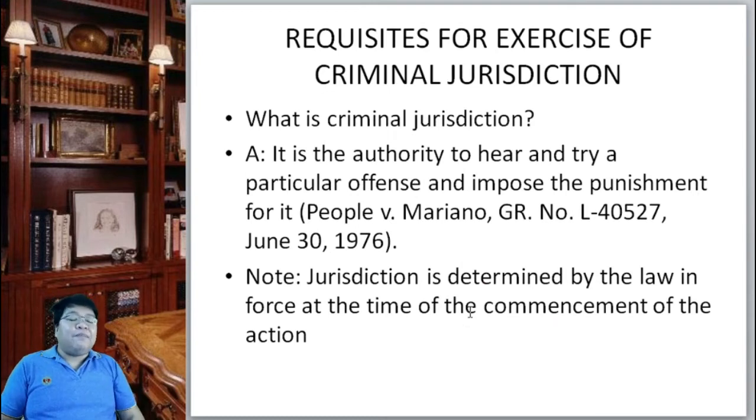So, what is criminal jurisdiction? It is the authority of the court to hear and try a particular offense and impose the punishment for it. So, jurisdiction is determined by law, enforced at the time of the commencement of the action. Okay?